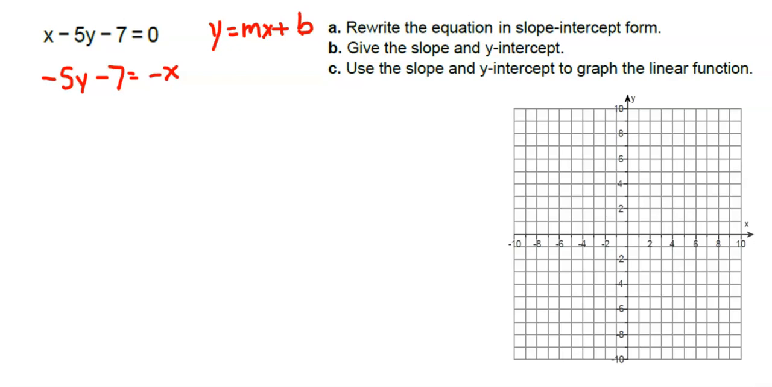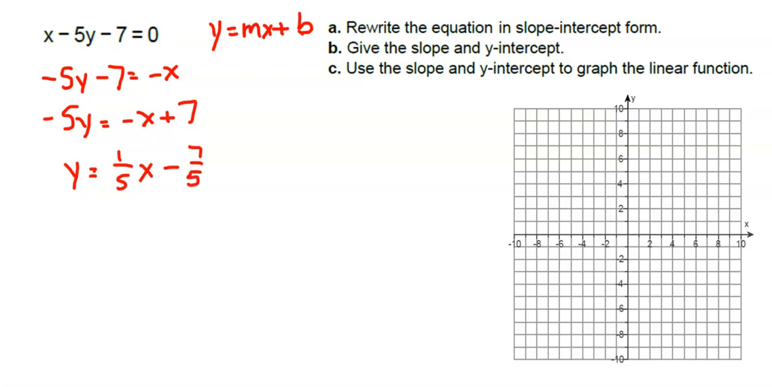Now let's add the 7 to both sides. So we'll have negative 5y equals negative x plus 7. And then divide everything on both sides by the negative 5, which leaves us with y equals positive 1/5 x minus 7/5.